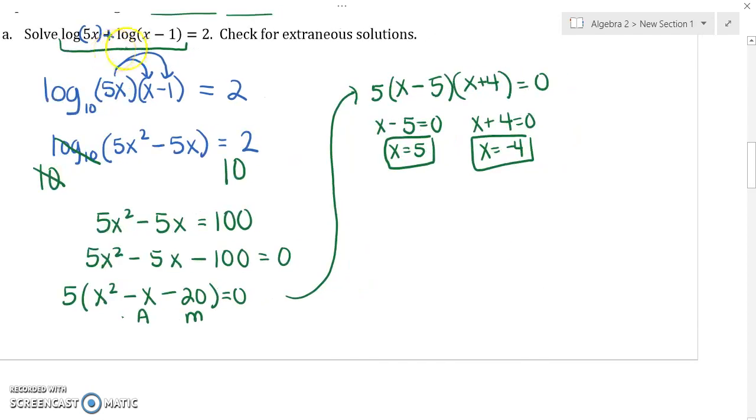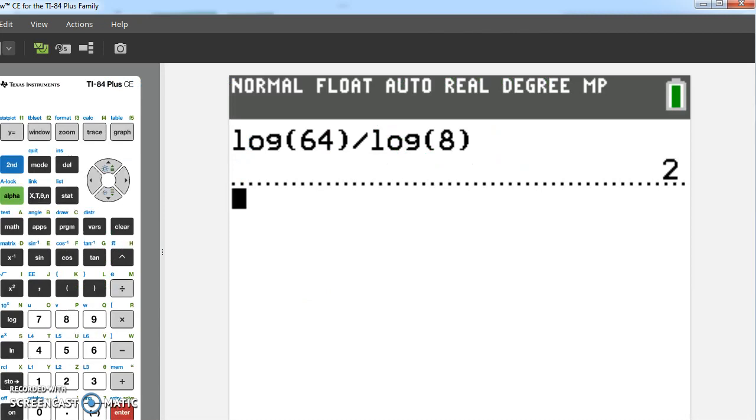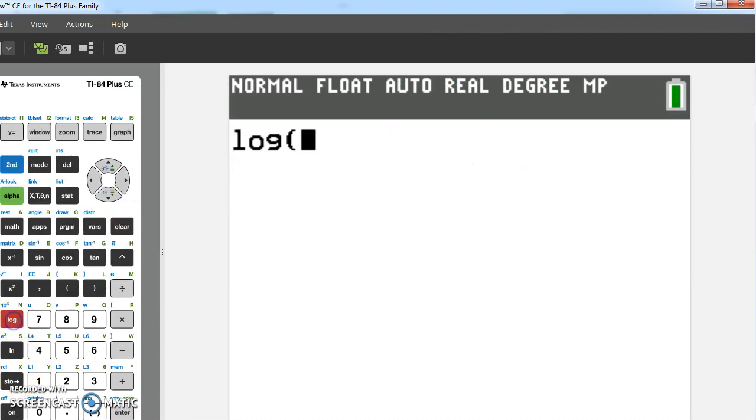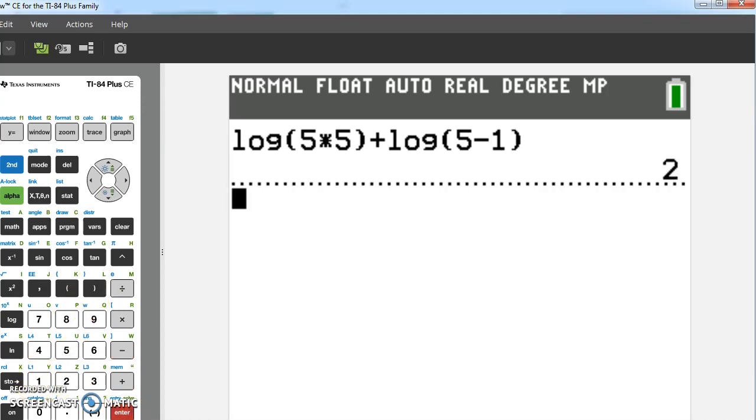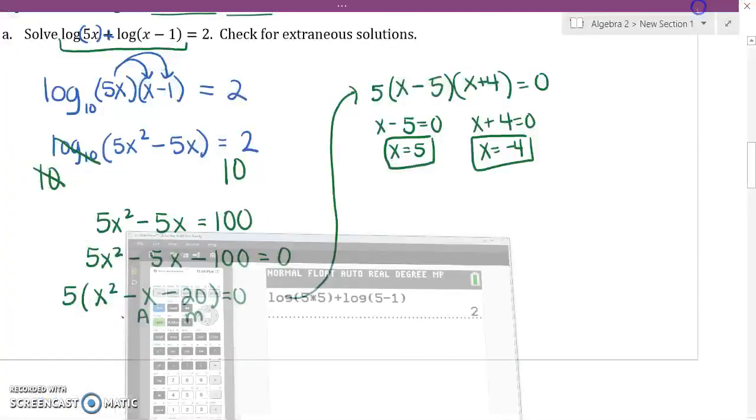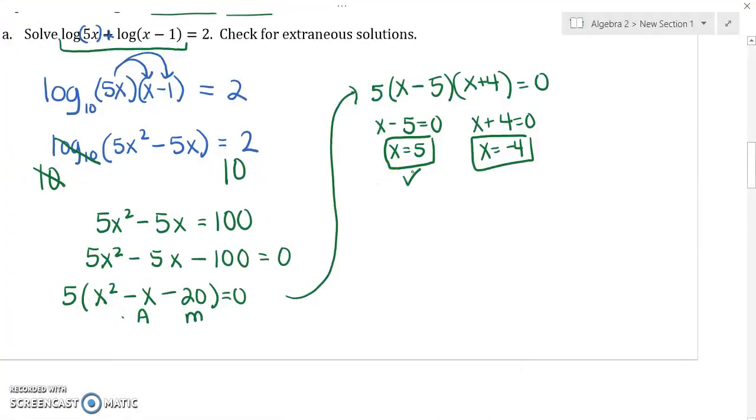Now, what's nice is this is a log base 10, and I have a log base 10 button on my calculator. So I'm going to put it right into the calculator to see if it works. So here we go. Clear this out. So we have a log, and then I'm going to do 5 first. Check 5 first. So 5 times 5, close it up, plus log, again, and then it's x minus 1, but x is 5, so 5 minus 1. And I'm hoping this is equal to 2. And as you saw, it is equal to 2, so that means that x equals 5 actually works.